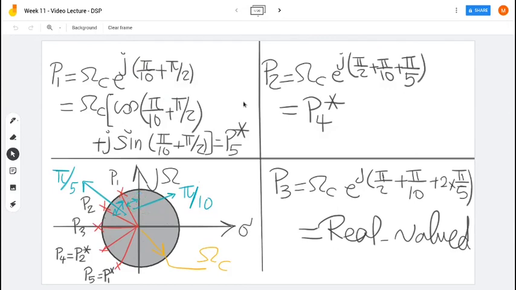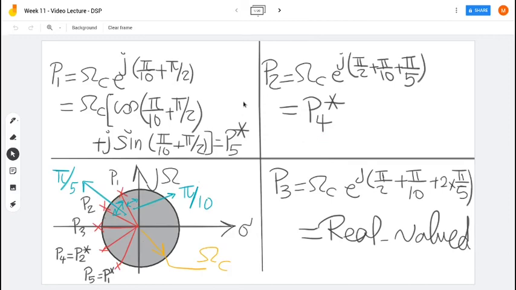The angle of this complex number is pi by 2 plus pi by 10, which can be written using cosine and sine representation using Euler's equation. And P1 is the complex conjugate of P5. Similarly for P2, as you can see, P2 is a complex number whose magnitude is omega c and whose angle is equal to pi by 2 plus pi by 10 plus pi by 5. And this is equal to the complex conjugate of pole P4. So now we have found 4 poles out of 5.